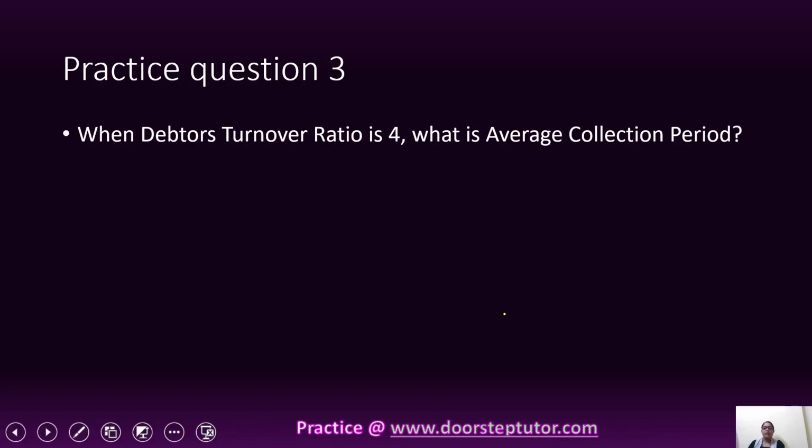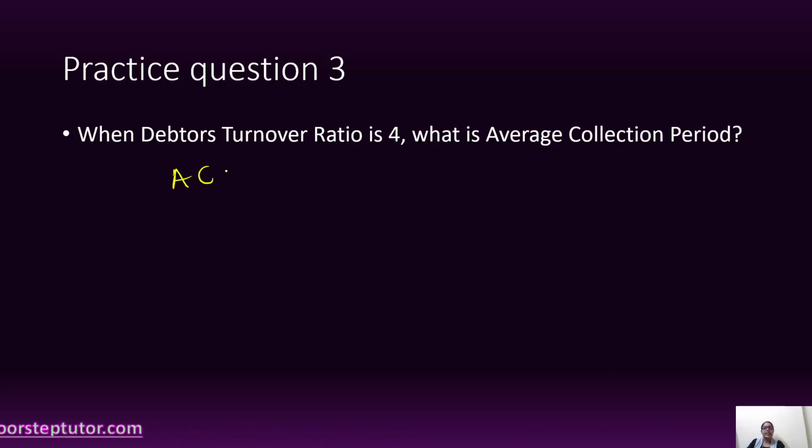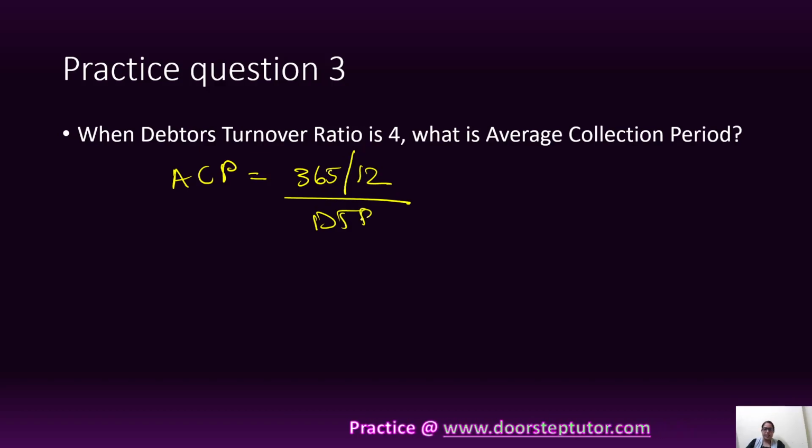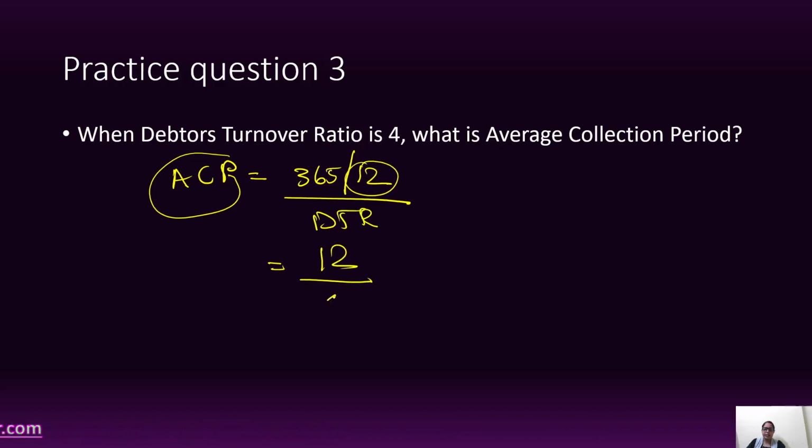Now, one more problem. When debtors turnover ratio is 4, what is the average collection period? Now we know average collection period is equal to, let's say, days in a year, 365, or 12 months in a year, divided by the debtors turnover ratio. Now we need to calculate this. Let's take months divided by turnover ratio, for 3 months.